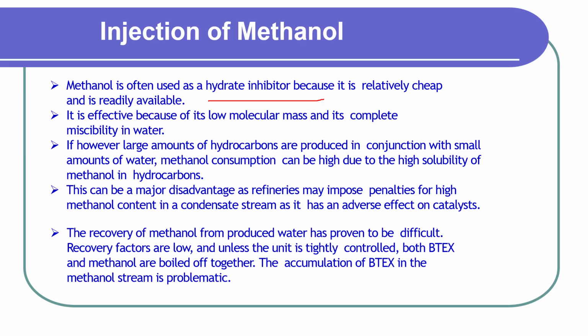If you have a large quantity of hydrocarbons in your gas stream, then this means that you will lose a large quantity of the methanol due to the solubility of the methanol in these hydrocarbons, as we explained earlier, and this will impose further purification costs later on. And this will be a major drawback since the refiners will also impose certain penalties or costs for the high methanol content in the liquid hydrocarbons, for example, because this will affect the catalyst that's used further in the process.